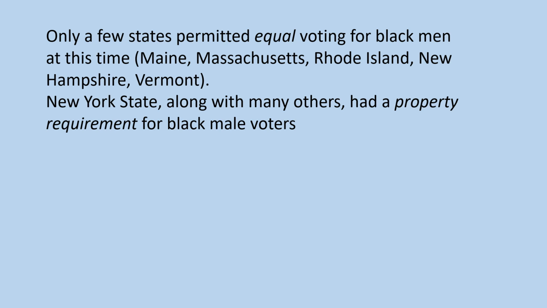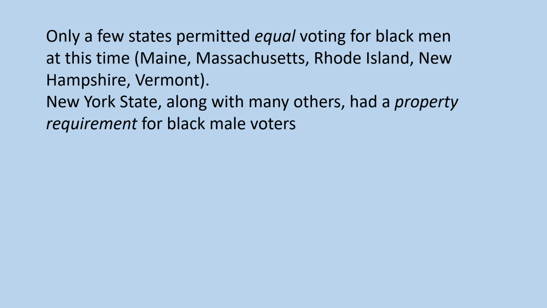Now, there's only a few states at this time that permitted equal voting for black men. So the 14th Amendment did in fact have some effect in the North. The only states before this that were permitting equal voting for black men along with white men were Maine, Massachusetts, Rhode Island, New Hampshire, and Vermont, the New England states.